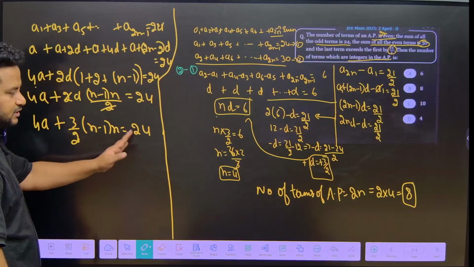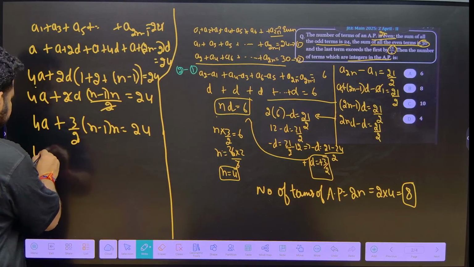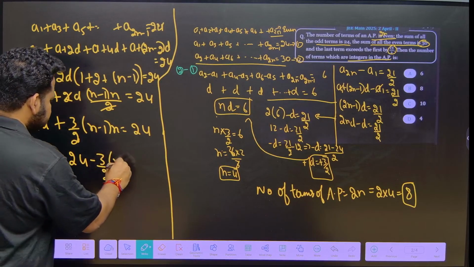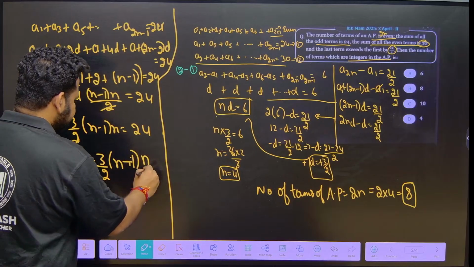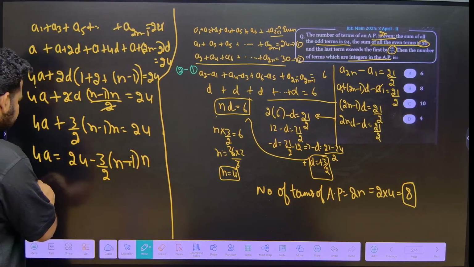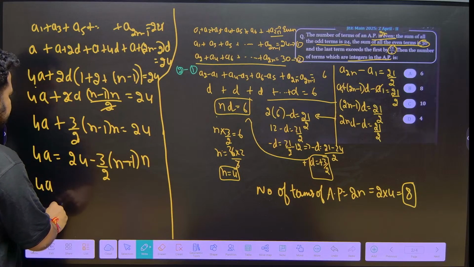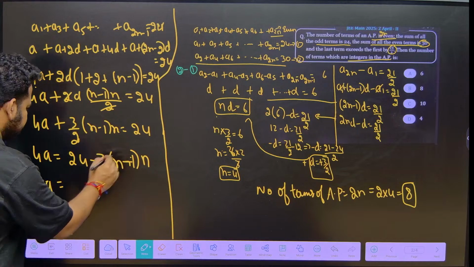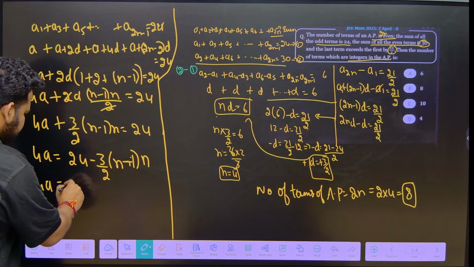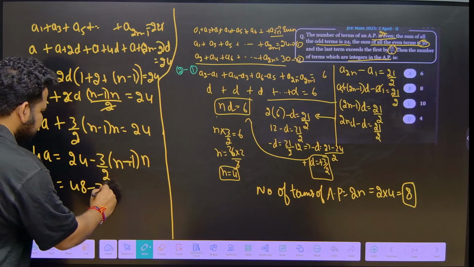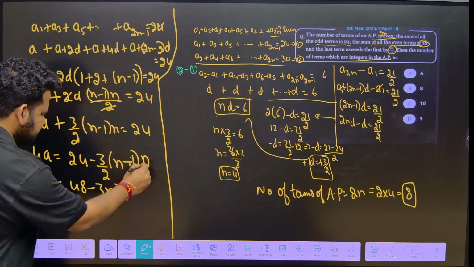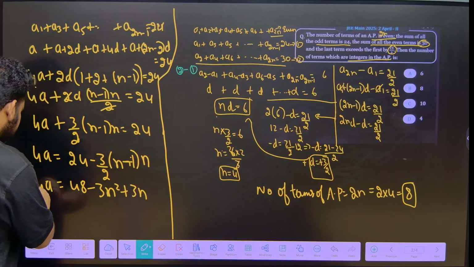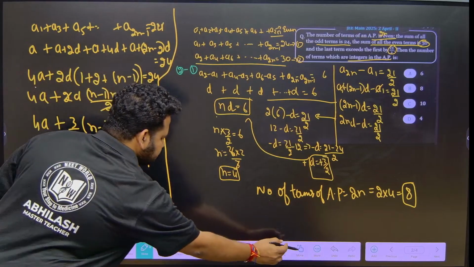n minus 1 into n is equal to 24. Now 4 times A is equal to 24 minus 3 by 2 into n minus 1 into n. So 4 times A is equal to what I can write? This I can write as 24 minus 2, 48, taking the LCM, 48 minus 3n square plus 3n, into 2, okay, further calculation.